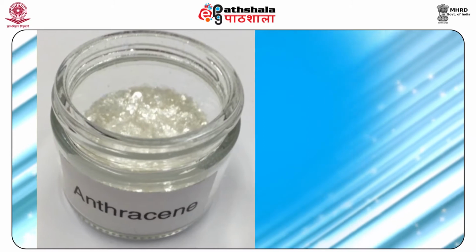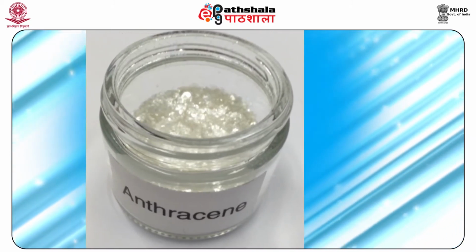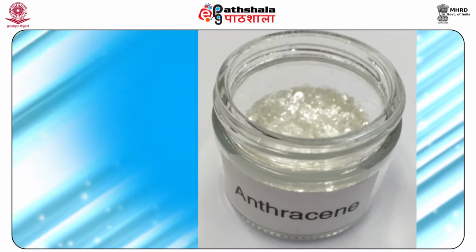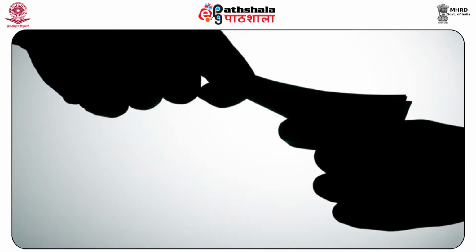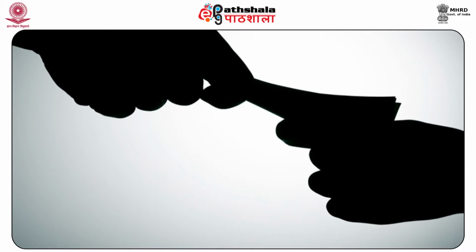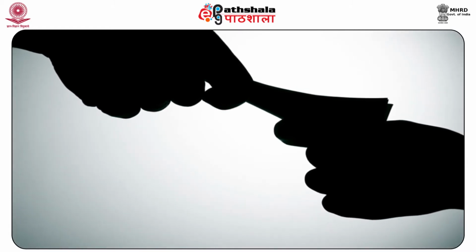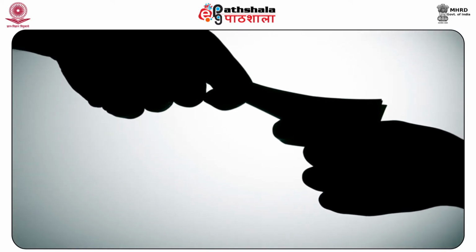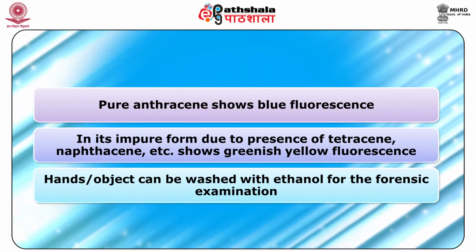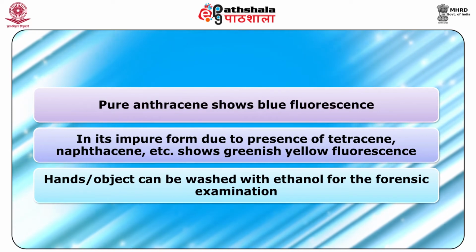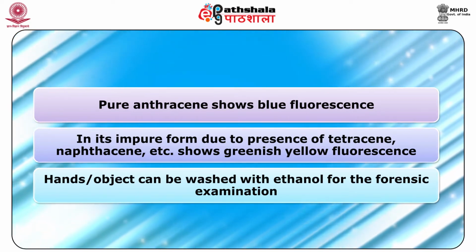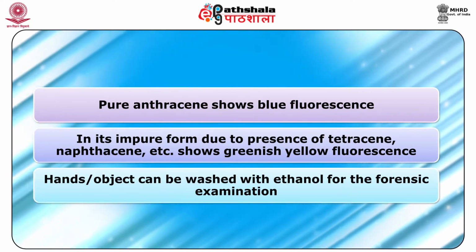Anthracene powder is now rarely used in trap cases, but its advantage is that it does not pose any problem of color fading, and of course it has its fluorescence property. The hands or clothes of the suspect can be immediately examined under ultraviolet light, and violet or blue fluorescence can be clearly perceived. This proves direct contact of the suspect with currency notes. Pure anthracene shows blue fluorescence, but in its impure form, due to the presence of tetracene, naphthalene, etc., it shows greenish yellow fluorescence. The hands or object can be washed with ethanol for the forensic examination.